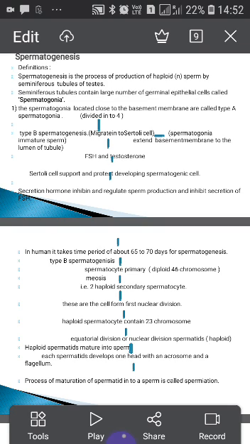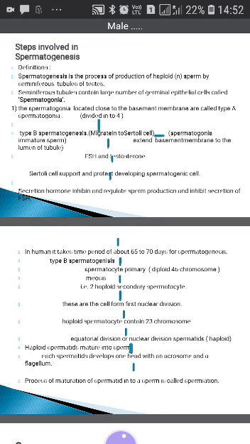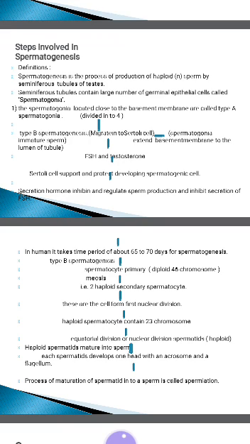This secondary spermatocyte further undergoes nuclear division, also known as equatorial division, to form spermatids. The spermatids are also haploid. The haploid spermatids mature into sperm. Each spermatid develops one head with an acrosome and a flagellum. The process of maturation of spermatid into sperm is called spermiogenesis.